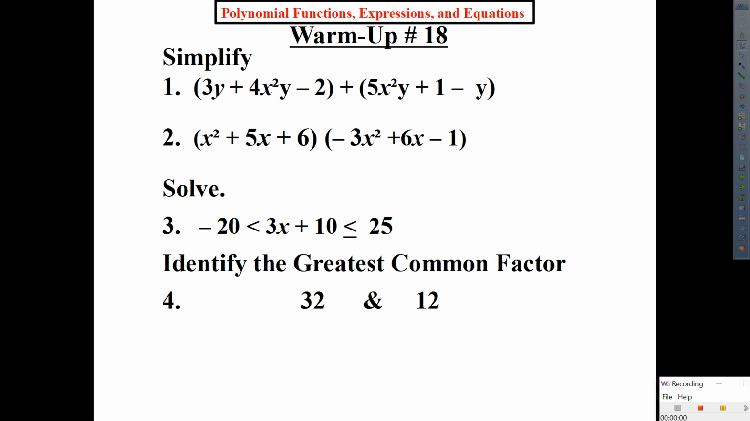All right, so warm-up number 18 is on the screen. The first two are to simplify. Number 3 is to solve. Number 4, identify the greatest common factor. I'll give you some time for that. Copy and go. You should be able to do all these four by yourself pretty quick because we've been working on these. All right, copy and go.